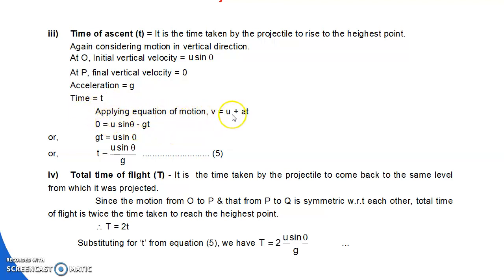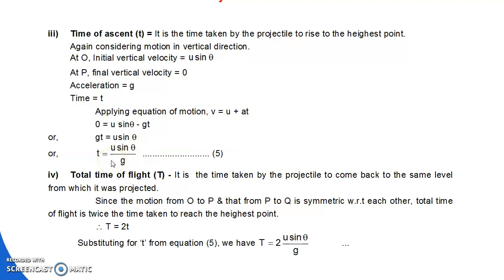Applying the equation of motion v is equal to u plus at. In place of v we put 0, is equal to u sin theta, and in place of a we put minus g into t. Taking this minus gt to this side, gt is equal to u sin theta, so t is equal to u sin theta by g. This is the expression for time of ascent.